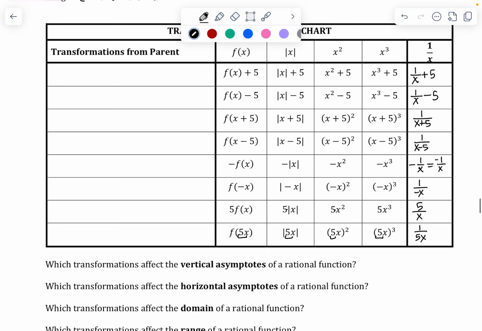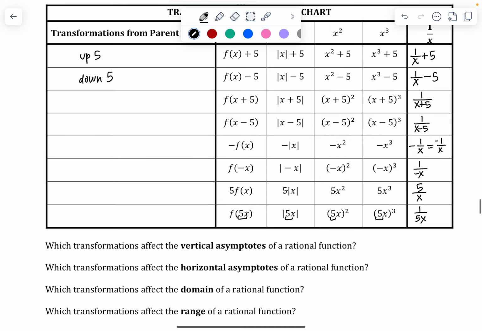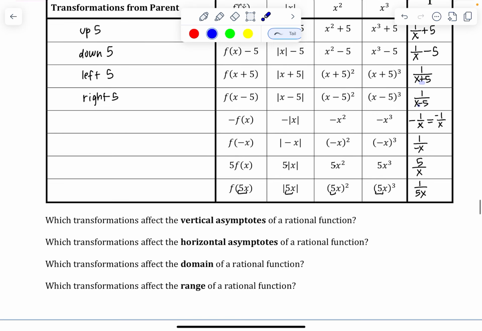Okay, and so the +5 outside is up 5. The -5 outside would be down 5. The +5 inside, remember, is opposite: left 5, and then -5 would move us right 5. Anything happening to x in the x direction, left and right, is going to be opposite of what it looks like. The way you remember that is your x is a liar.